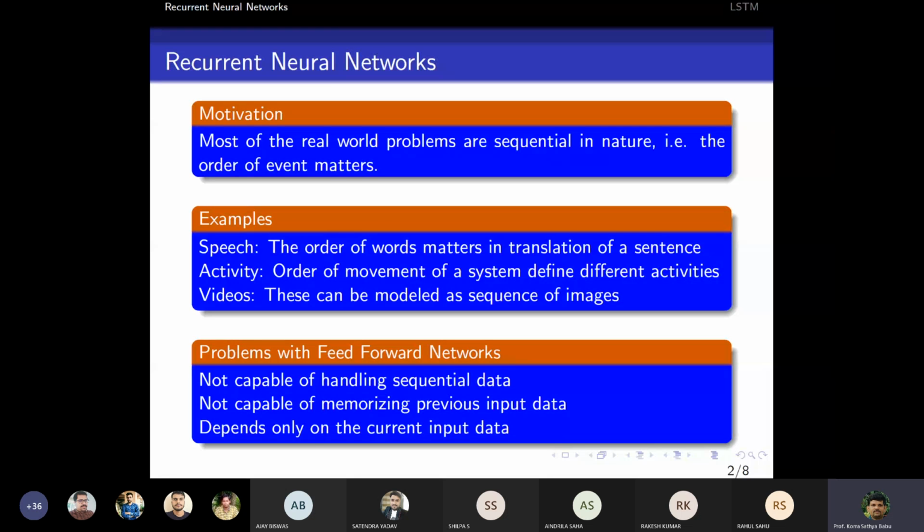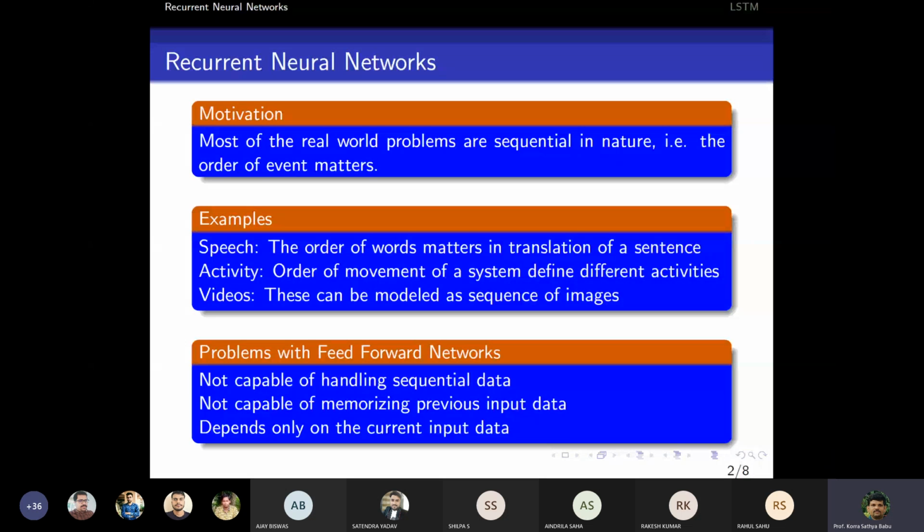So you can say that if we use conventional feed forward neural networks, this sequence cannot be preserved, right? In order to overcome that, we need to use some other neural networks or some other technique or method. Let us see what the problems with the feed forward network are. They are not capable of handling sequential data. They are not capable of memorizing the previous input data. So the output depends only on the current input.